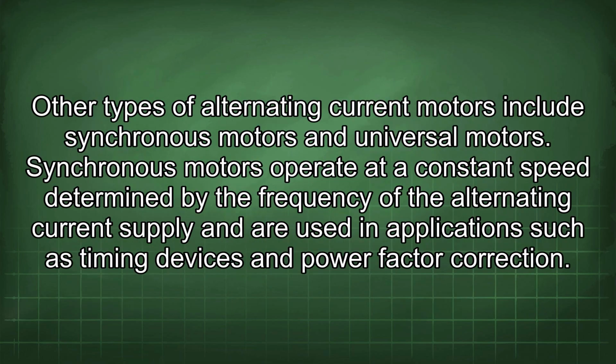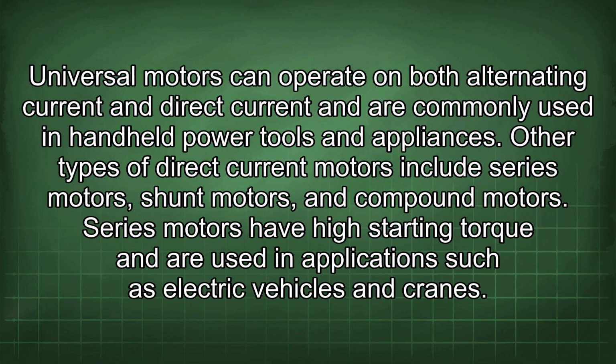Other types of alternating current motors include synchronous motors and universal motors. Synchronous motors operate at a constant speed determined by the frequency of the alternating current supply and are used in applications such as timing devices and power factor correction. Universal motors can operate on both alternating current and direct current and are commonly used in handheld power tools and appliances. Other types of direct current motors include series motors, shunt motors, and compound motors.